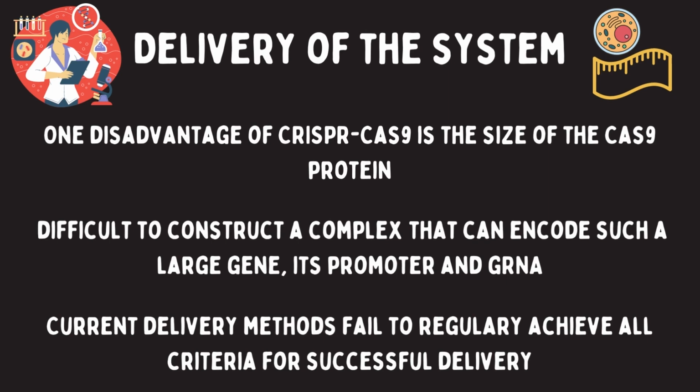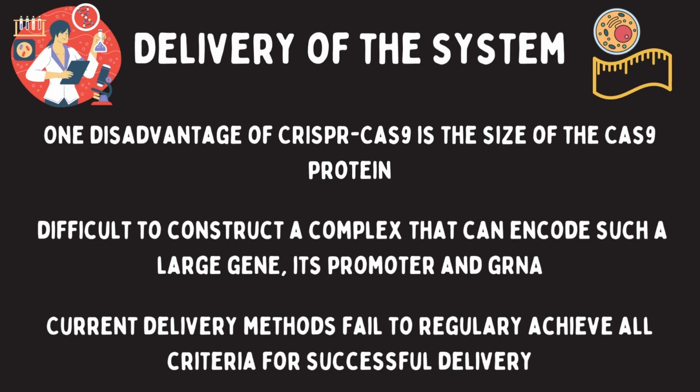One disadvantage with the CRISPR-Cas9 complex is its size. The Cas9 protein can contain 4 to 7 kilobytes of information. However, current delivery methods are only limited to around 4.7 kilobytes of DNA. Therefore, it is difficult to construct a virus that can encode such a large gene, its promoter, and guide RNA.